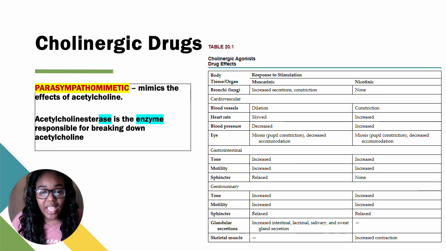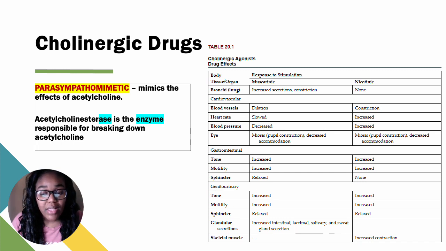So here we have our table on how the cholinergic drugs or cholinergic agonists stimulate the parasympathetic nervous system, and these are the effects on the different areas of the body. As it relates to our muscarinic receptors in the lungs, it does increase secretions and bronchoconstriction, the closing of those vessels. In the cardiovascular system, your blood vessels are dilated, your heart rate is slowed, and your blood pressure is decreased. In the eyes, you have pupil constriction or miosis, or decreased accommodation is another way of saying that. You have gastrointestinal tone increased, your motility is increased, and your sphincter is relaxed.